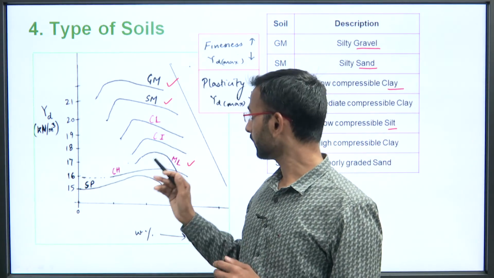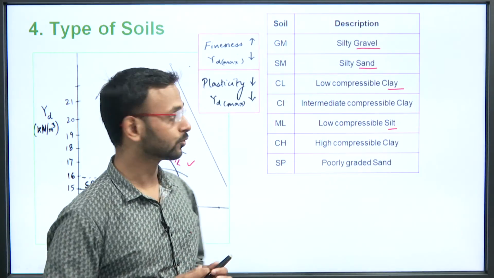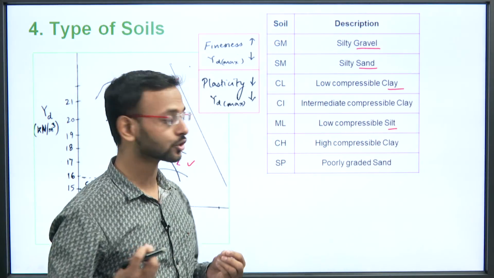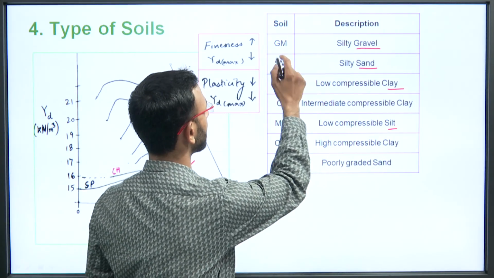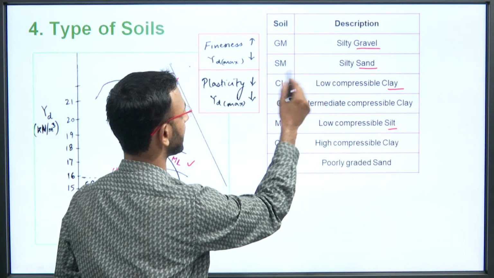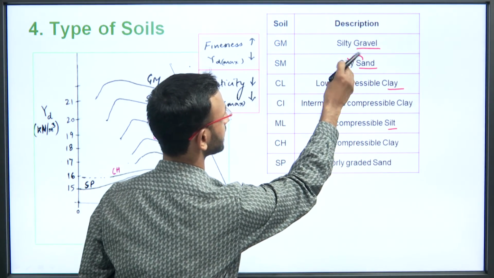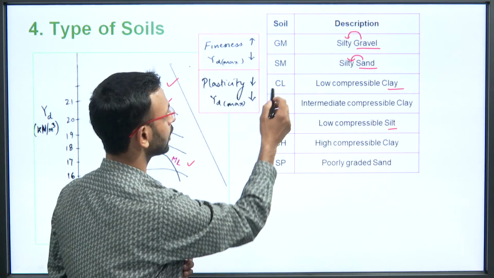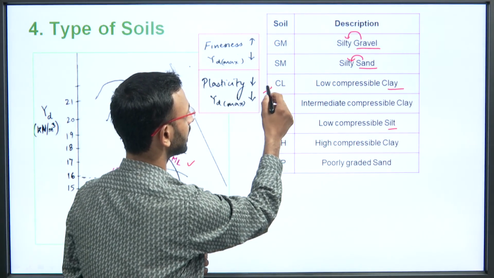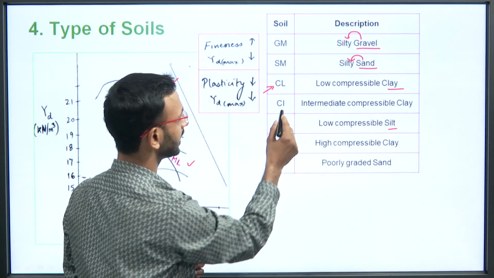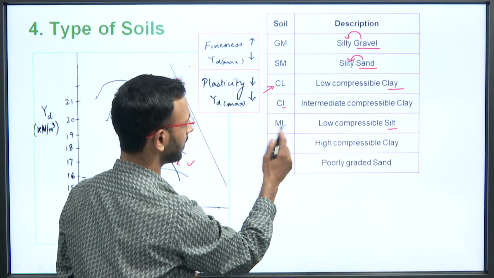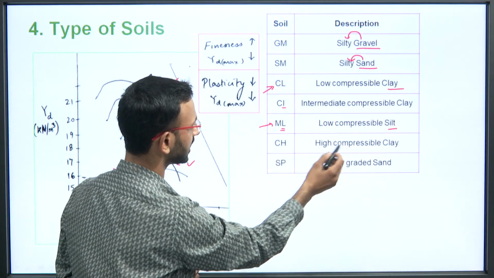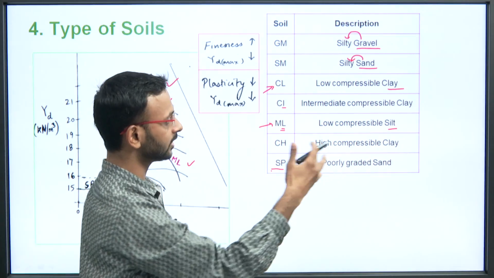Now, first we see the different types of soil. Let us see GM, which we have already studied and discussed in detail when we discussed the classification of soils. GM is silty gravel, and SM is silty sand, that is sand which contains some fines as silt. The gravel is there, but it contains some amount of silt. CL is clay which is low compressible. CI is intermediate compressible. ML is mainly silt, but low compressible. CH is highly compressible clay, and SP is poorly graded sand.